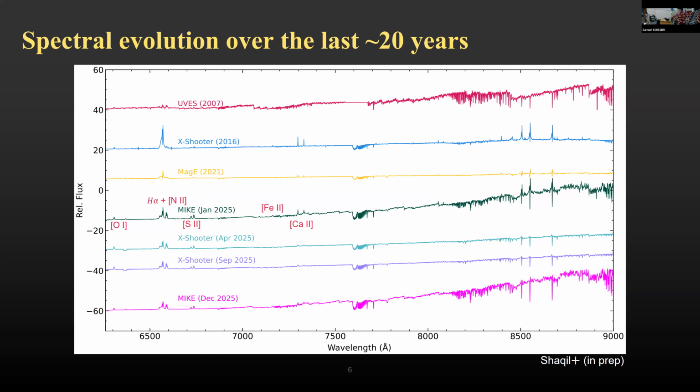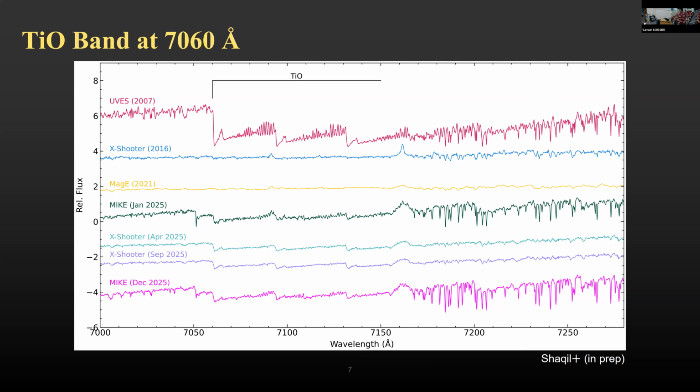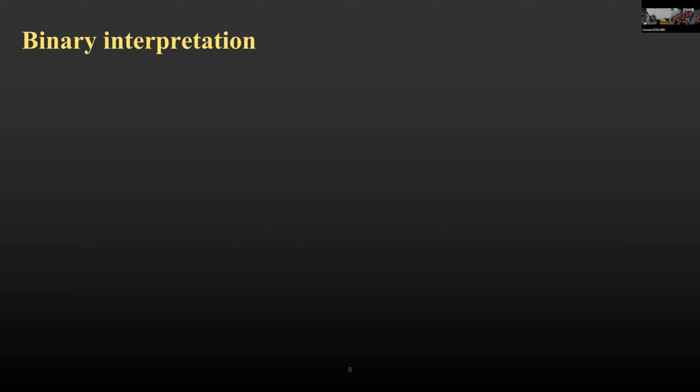not in red supergiants. And one of the main features is that the TiO bands, which I said had disappeared in 2016, are not present in 2021 as well, but they have now reappeared in our last spectra from last year. That means that this star is still a red supergiant, but it clearly did not look like one in 2016 and 2021. And so something really extreme was going on there.